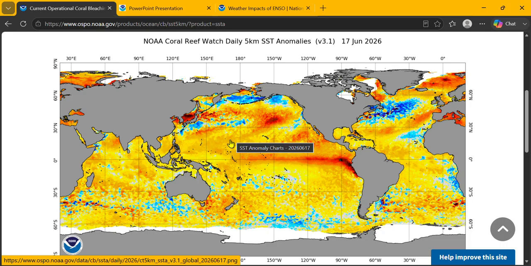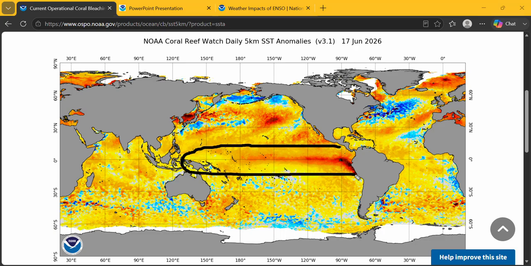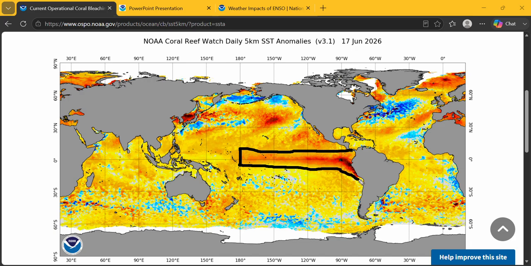So in today's video, we're going to be taking a look at the sea surface temperature chart, specifically this region in here, and you're going to find out why in a second. So let's get into today's video. As you can see, these are the waters along the equatorial Pacific, and they're pretty well above average right now.